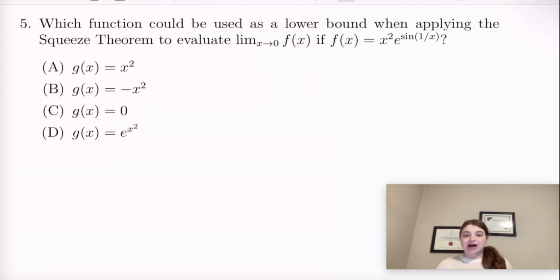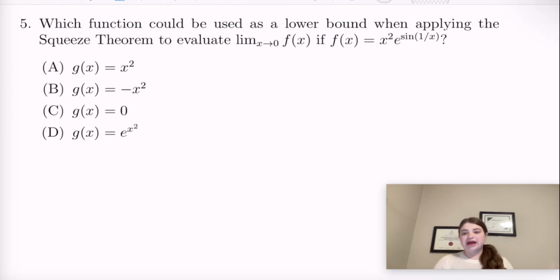All right, and let's try 5, and this is our last multiple choice question. After this, we'll be doing 3 long form questions. And this one asks, which function could be used as a lower bound when applying the squeeze theorem to evaluate the limit as x approaches 0 of f of x if f of x is equal to x squared times e to the power of sine 1 over x. So essentially what they're asking is, what would the lower bound be if we wanted to bound this between our two places, our g of x and our h of x.